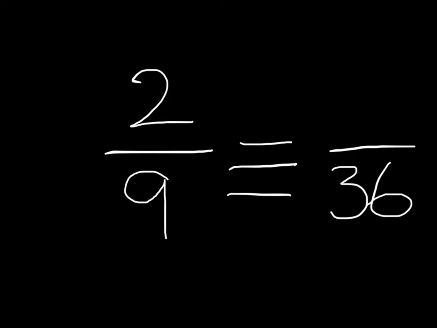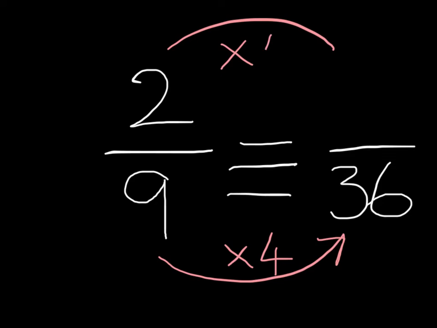Here's another one. So I've got 2 ninths is equivalent to something over 36. So again, look at the 9. How have I changed the 9 into 36? And you should be able to see that I've timesed it by 4, and what I do to the bottom, I have to do to the top. 2 fours are 8. So 2 ninths is equivalent to 8 thirty-sixths.